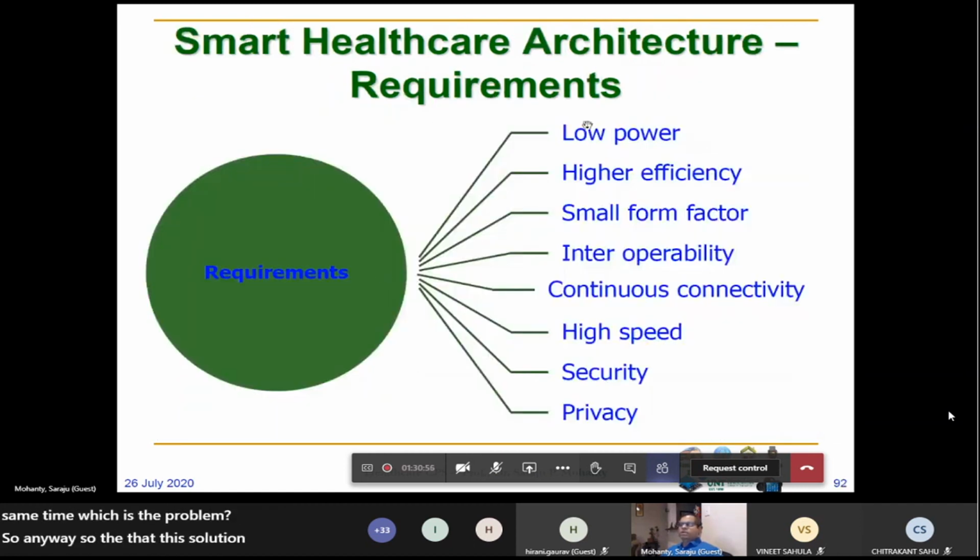When we go to the details of what the requirements are, all the devices, connectivity, and other things we are using have to be low power, higher efficiency, small form factor, interoperable, and continuously connected. As a result, there is a lot of power consumption, and this has to be handled. Then high speed, security and privacy. Devices need to be secure, and data needs to be kept private.